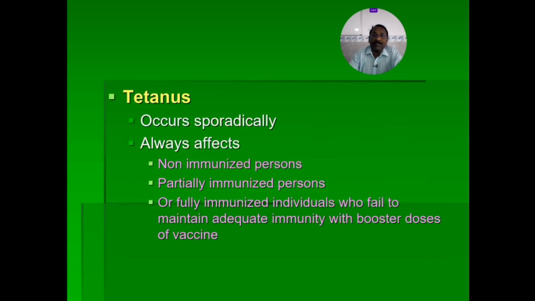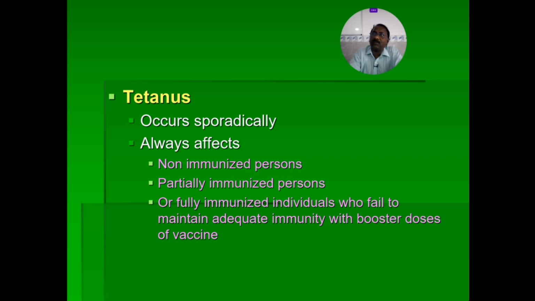It occurs sporadically and always affects non-immunized persons. That is the reason for immunization, even in children, at 2 months, 4 months, 6 months, and then 16 months. They take four shots of tetanus along with diphtheria. Then at the age of 5 years, they take one booster dose, and again at the age of 12 or 13 years, they take another booster dose. Later in adult life, once in 10 years, one has to take the booster dose of tetanus to avoid tetanus presentation. So it is always in non-immunized persons.